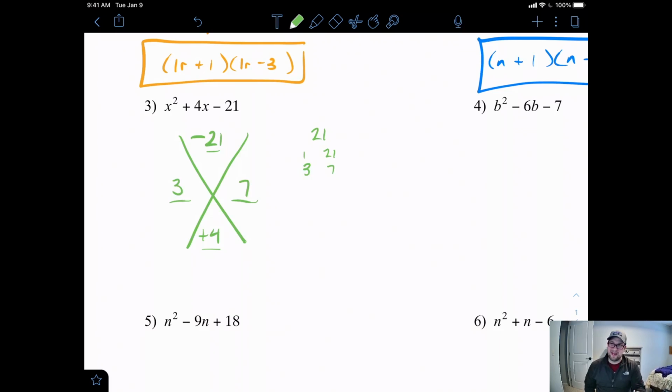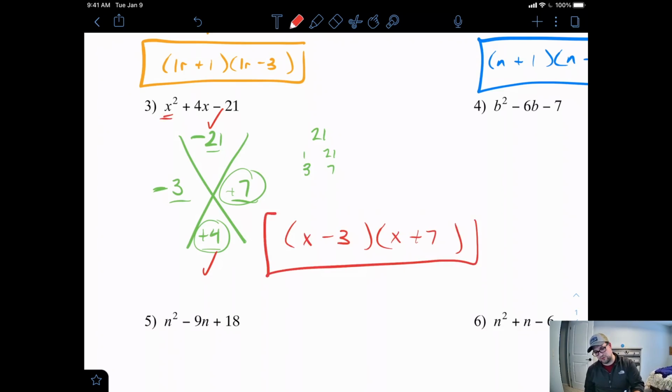Now, one of them has to be negative. Since my bottom one's positive, then the bigger number here has to stay positive, so this must be the negative one. So -3 times 7 equals -21. -3 plus 7 equals +4. So my final answer then is going to be, well, we're talking about x's, so x minus 3 and x plus 7. Great job. Let's look at problem number 4.